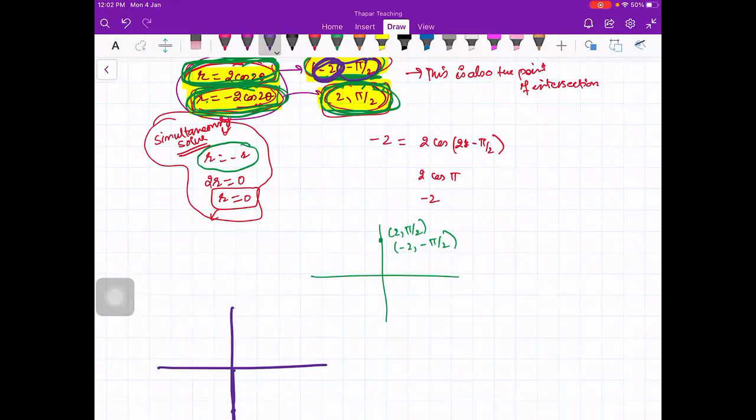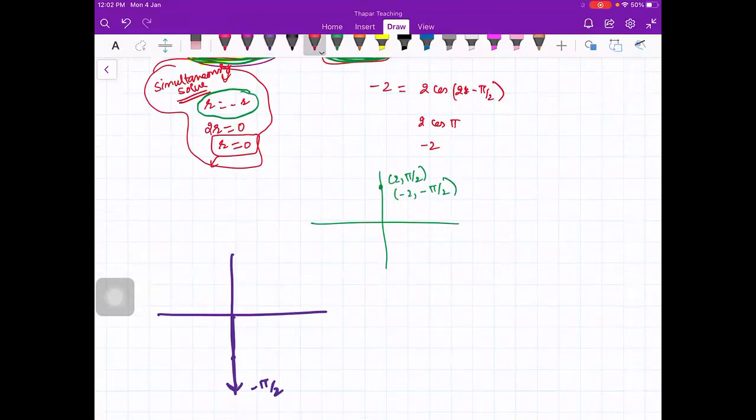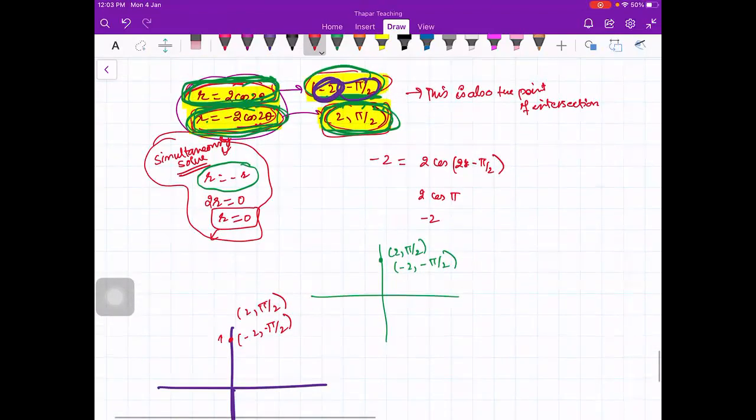Fine. So how to plot? You will go in the negative direction, so you'll come here. This is the point minus 2 comma minus pi by 2. And this point is also 2 comma pi by 2. Beta, is this clear to you now? Yes, ma'am. Okay, please try to read it again, and tomorrow we'll discuss if there is a doubt, right?